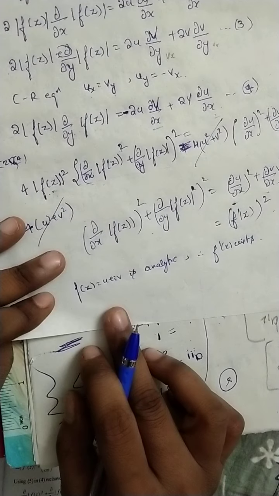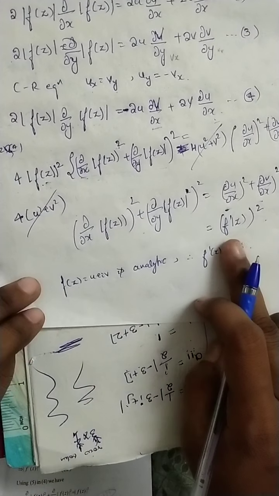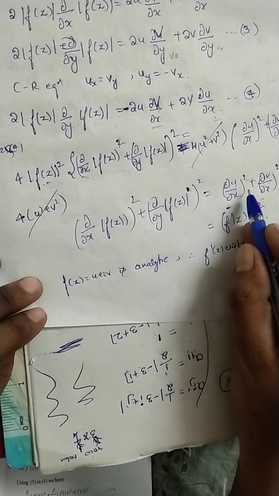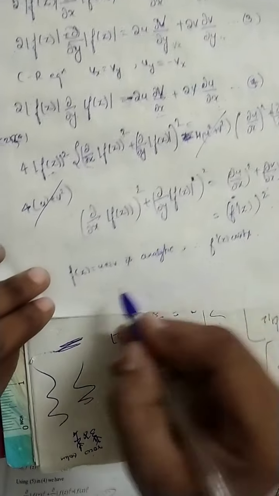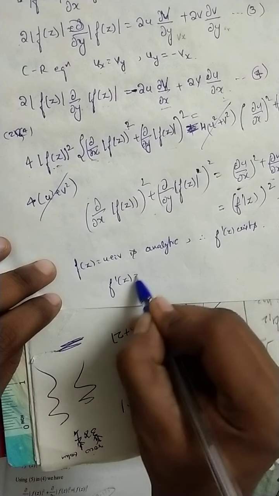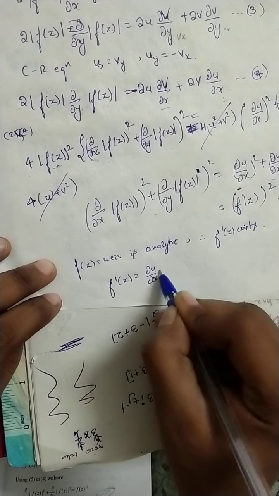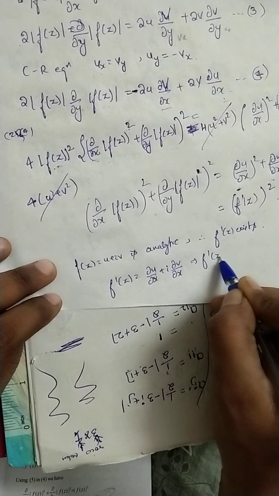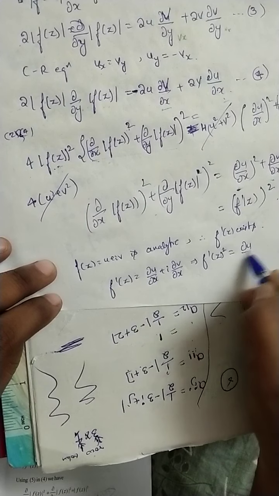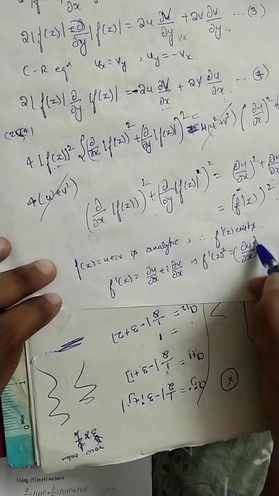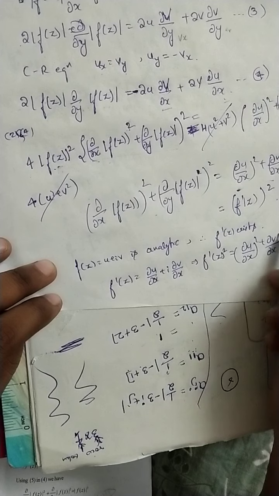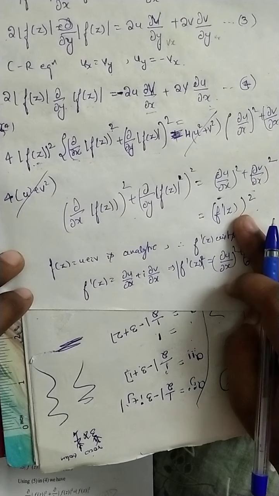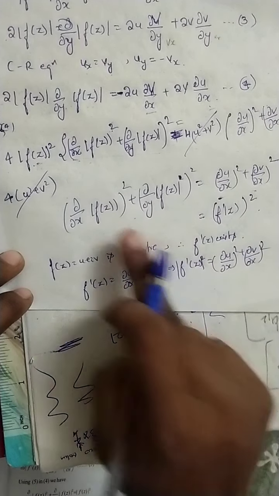And we can show that f dash of z is equal to dou u by dou x plus i into dou v by dou x, and f dash of z the whole square is equal to dou u by dou x the whole square plus dou v by dou x the whole square. Okay, so we can replace that by this value. So this is our proof.